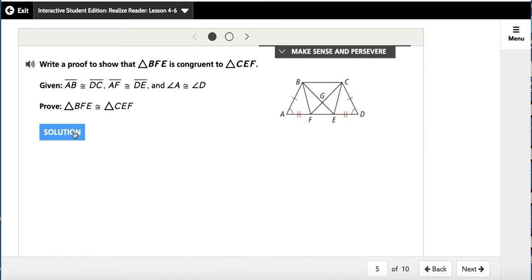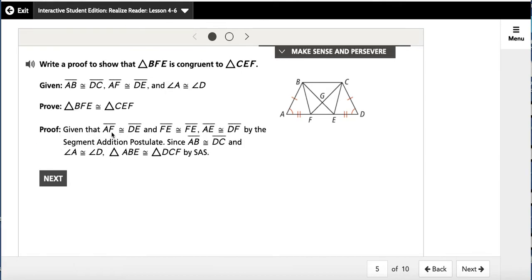Moving on. Let's see what they wrote for a solution. Given that, that, and that, by the segment addition postulate, since AB is congruent to DC, and angle A is congruent to angle D, angle ABE. Oh, they went with triangle ABE. I didn't even notice. They jumped right over to that one. All right, they went to that.